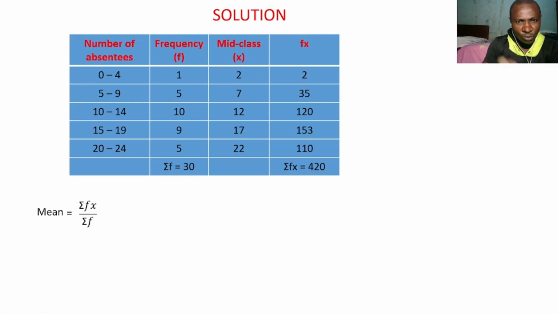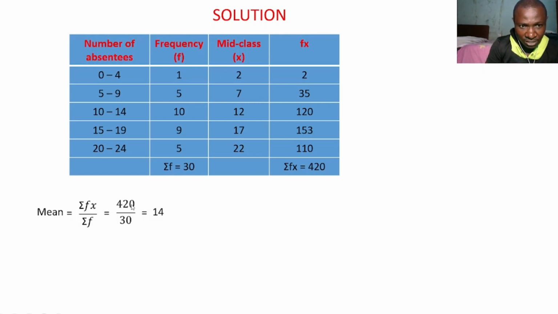All we need to do is plug in the values that we already have on the table into this equation. If you look at the table, our summation fx is equal to 420 and our summation f is equal to 30. We substitute these two values into the equation, and we have 420 over 30. This 420 divided by 30 will end up giving us this value here, which is 14.